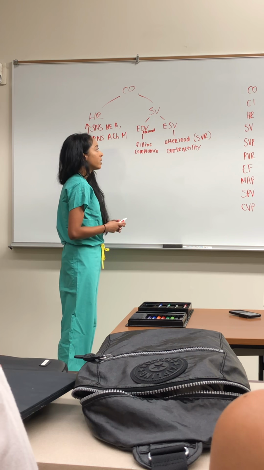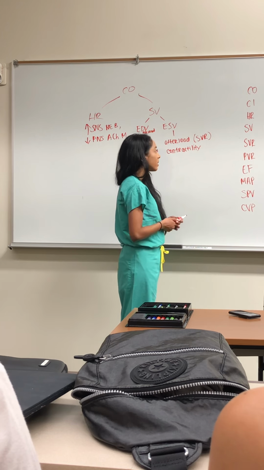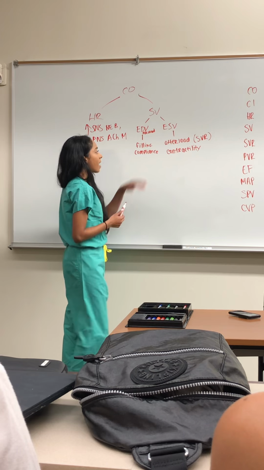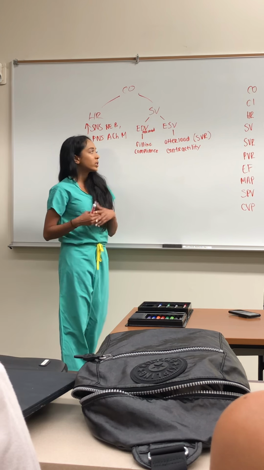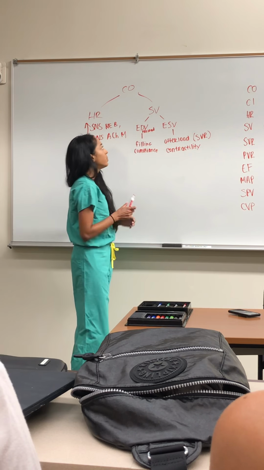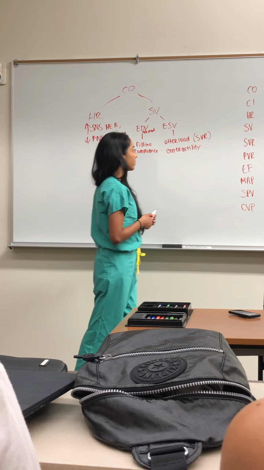If we give a medication such as nitroprusside, which is a potent vasodilator, we're going to decrease our SVR. This decrease in afterload is going to result in the heart being more able to completely empty. So our stroke volume is going to increase and our end diastolic and end systolic volume are going to decrease.